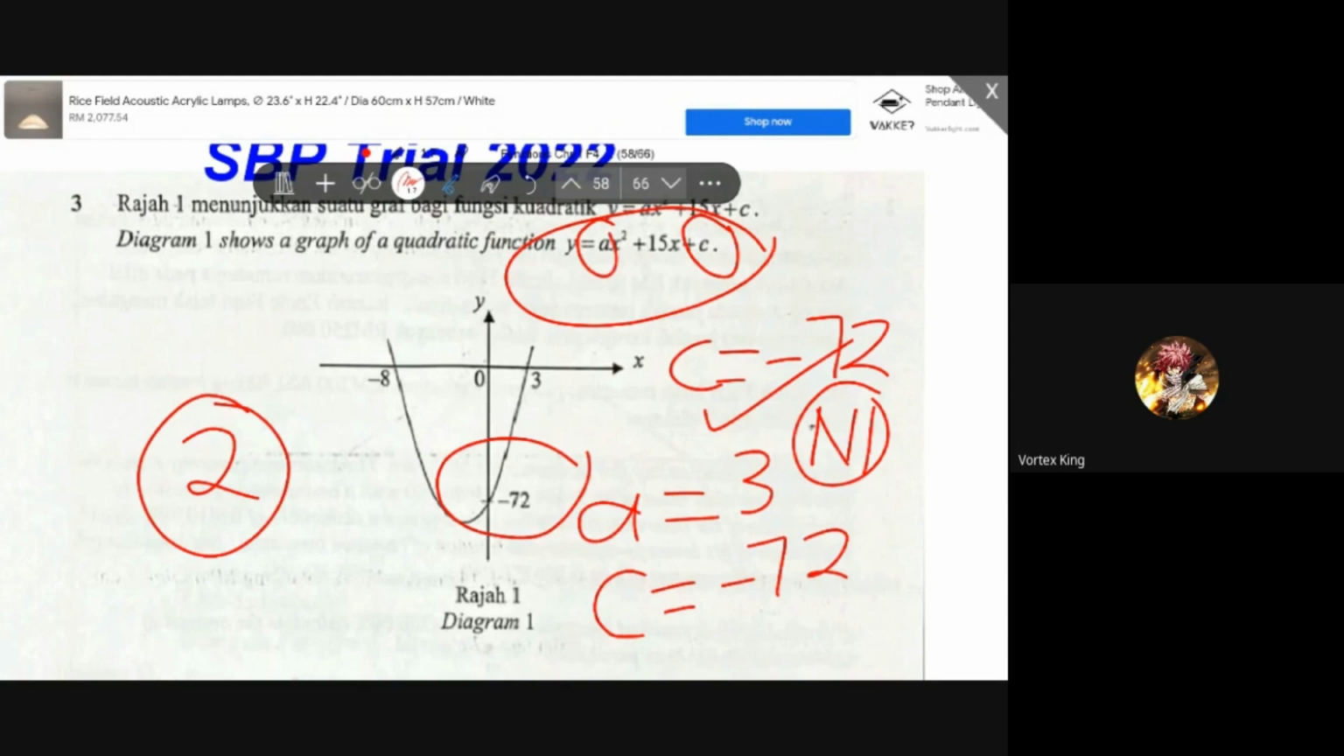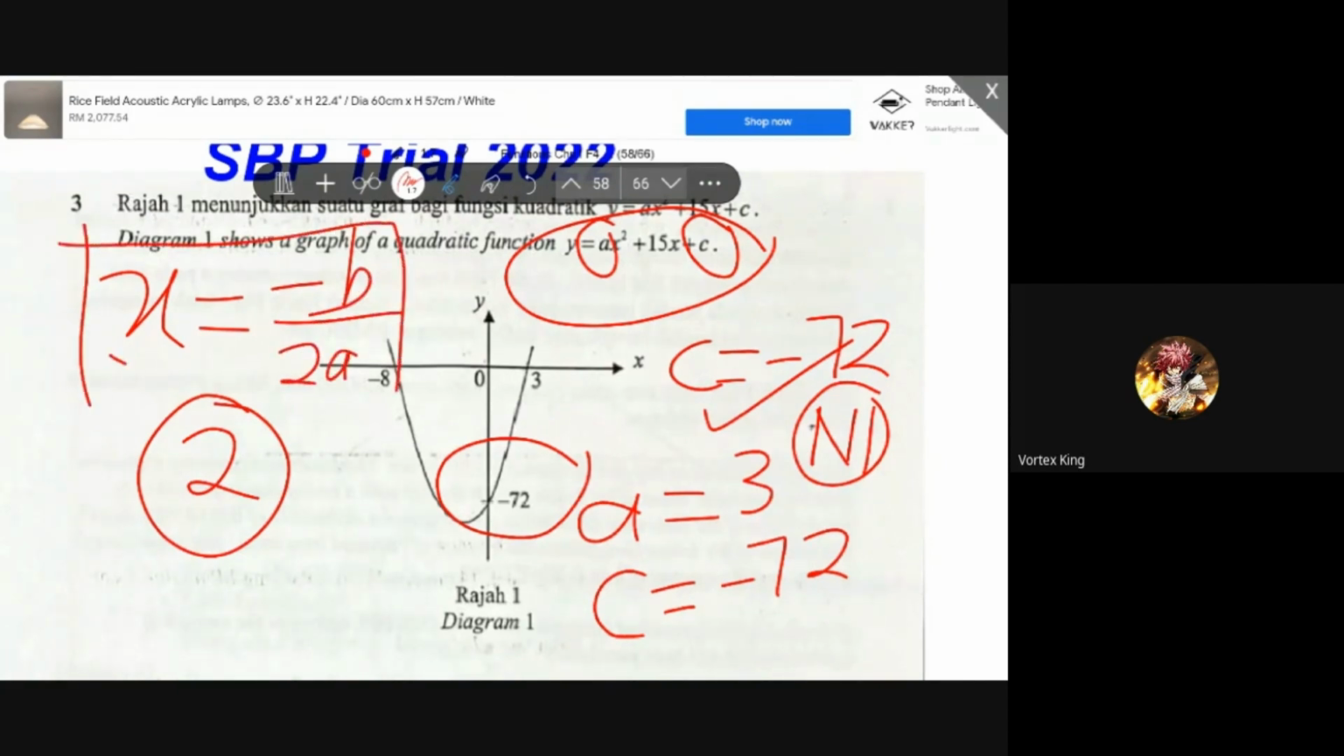So how to find the A value? This formula will appear in your mind. Boleh bagi tahu why I use this formula to find the A value? Yes, betul Atika, C is pintasan Y. Mengapa saya guna formula ini untuk cari A? Why do I use this formula? Anyone got an idea? Ada nilai punca. Yes, very good, Aife. Because if you have your roots, kamu boleh cari paksi simetri, kan? Axis of symmetry.